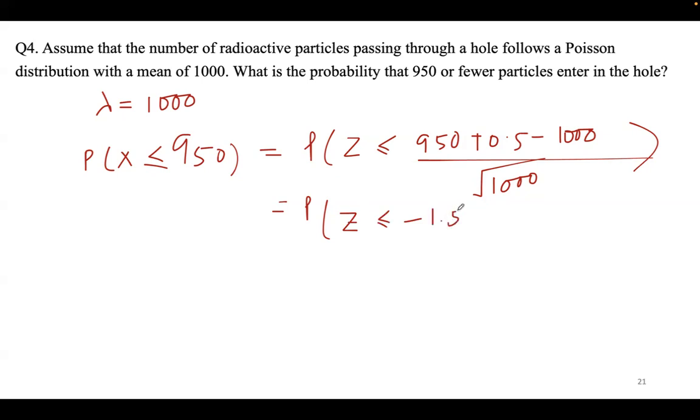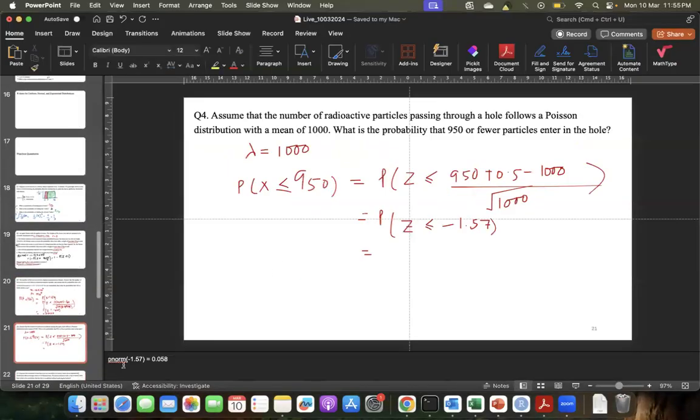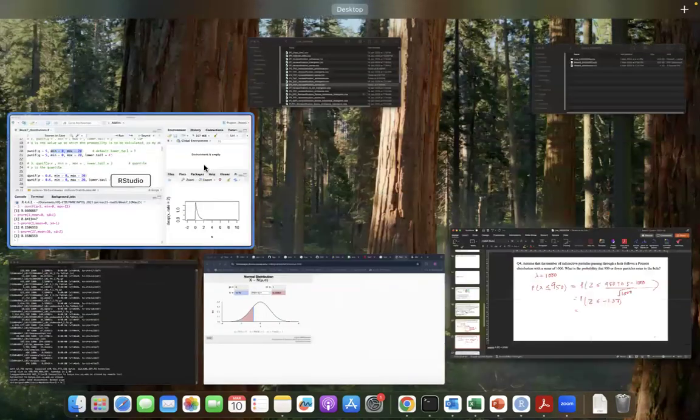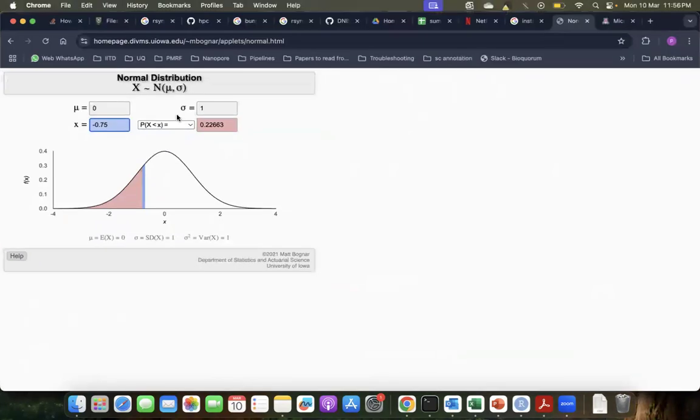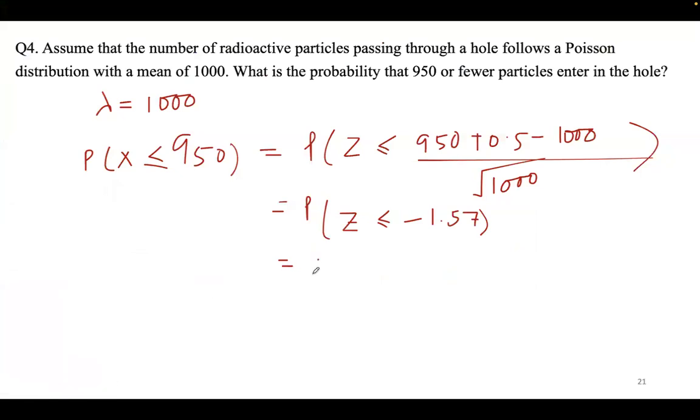I just have this already solved with me, just because these are calculations. But please stop me if something's not clear. Okay. Again, you have two ways of solving this. You can do a P norm, the CDF for normal distribution, and that gives you 0.058. This was minus 1.57. Minus 1.57 also gives you the same thing, 0.058. Okay. So that's the answer. Okay.